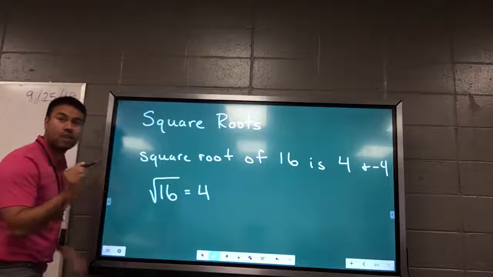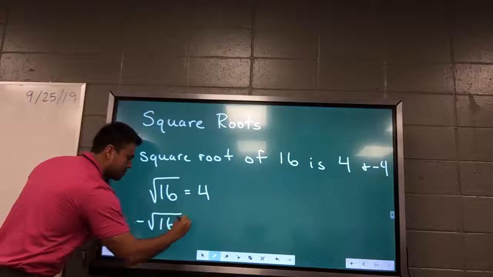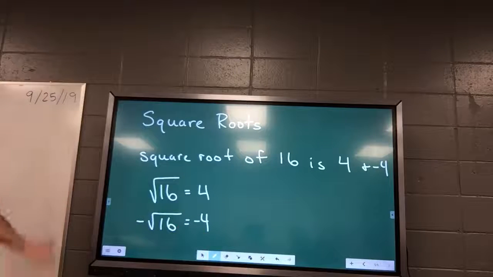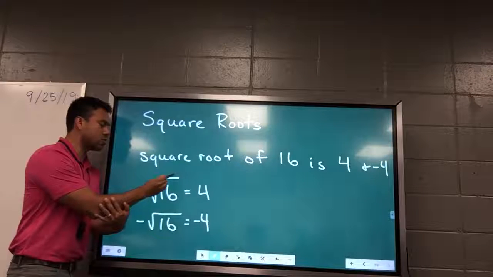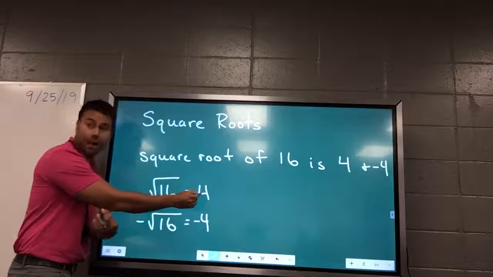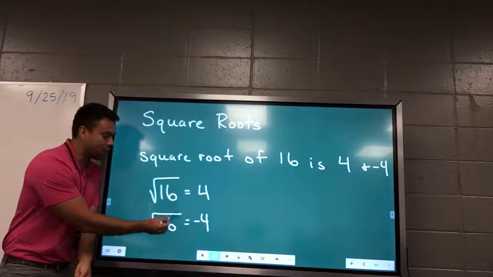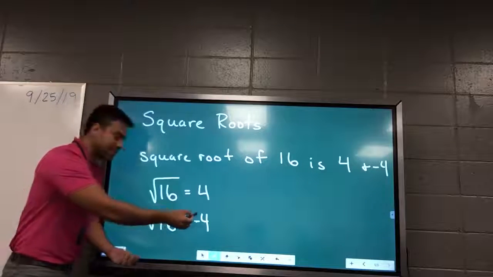Here's what you do. If I want the negative version, I do this. That's how I ask for it. Okay, Marshall, when I have just the square root symbol of a number, which version do I want? The positive version. CT, when I put a negative sign in front of a square root of some number, I want which version? Negative version.